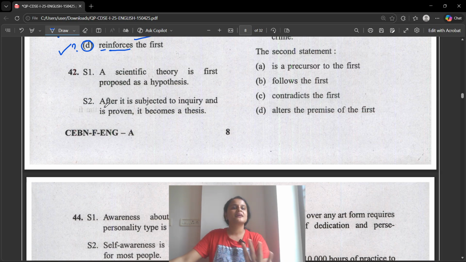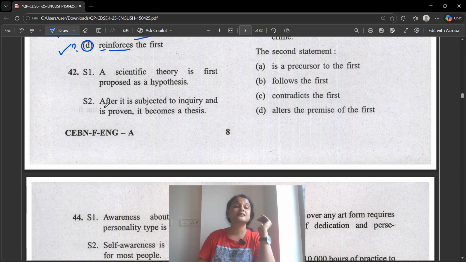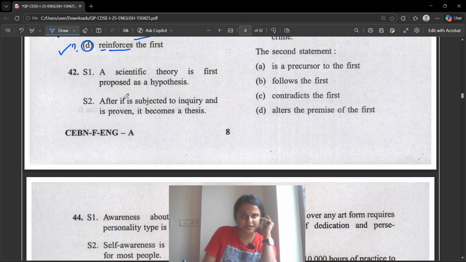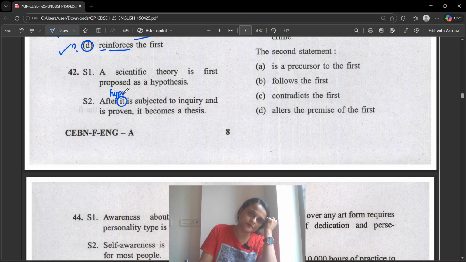Fine, do not worry. Let's read the sentences first. Statement number 1 says, a scientific theory is first proposed as a hypothesis. Okay. Statement 2. After it is subjected to inquiry and is proven, it becomes a thesis. Okay, fine, whatever. Let's go back to statement 2 again. After it is subjected, what is subjected? What has to be subjected to inquiry? When something is subjected to inquiry and it's proven, it becomes a thesis. So you're talking about hypothesis here.